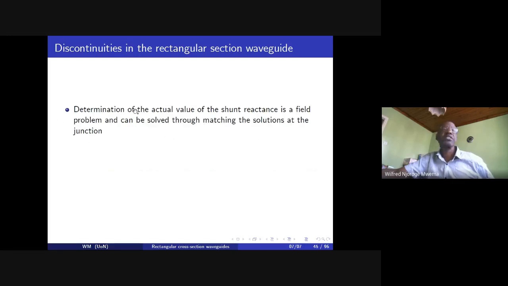So the determination of the actual value of the shunt reactance is supposed to be obtained from a field problem solution. And this can be solved through matching the solutions at the junction, just like we were matching the wave functions at the barriers in physical electronics.